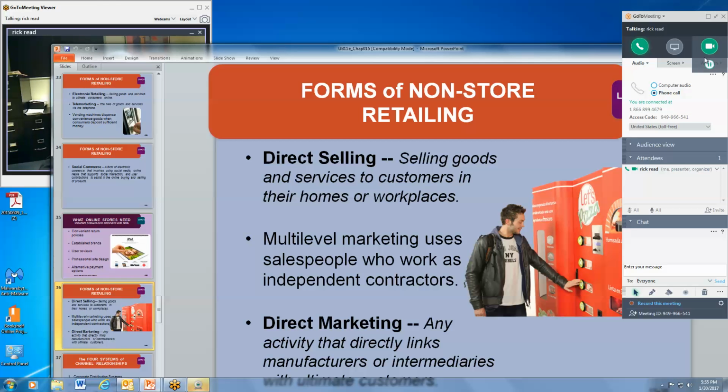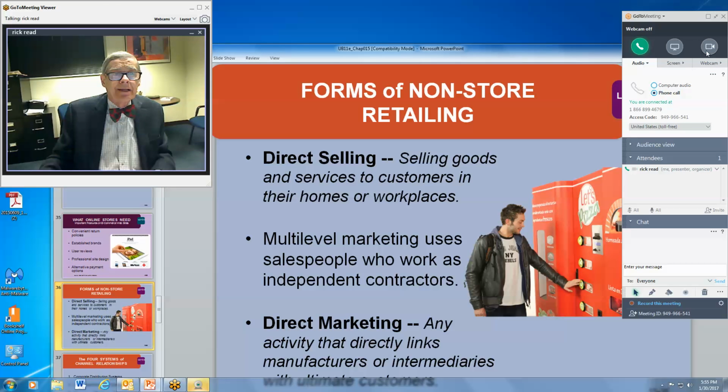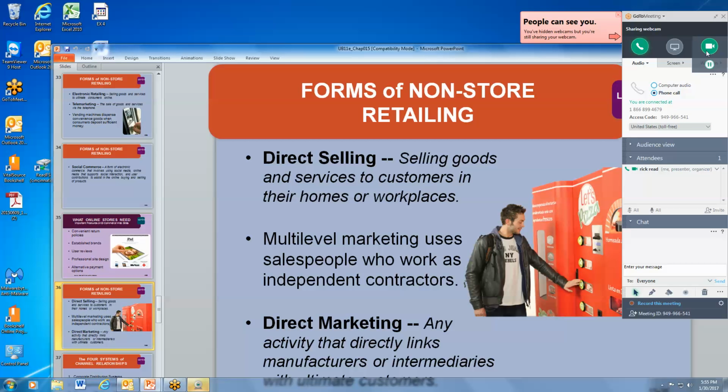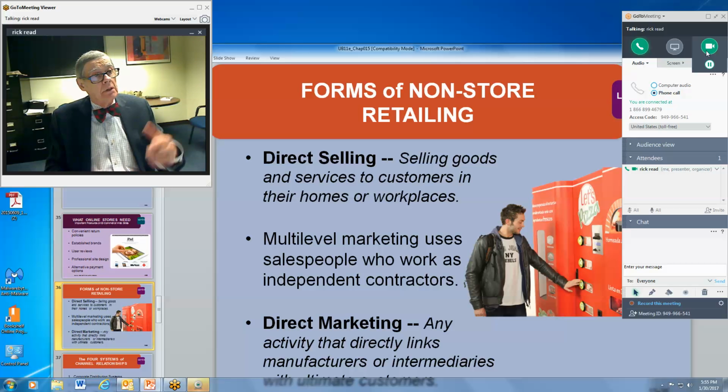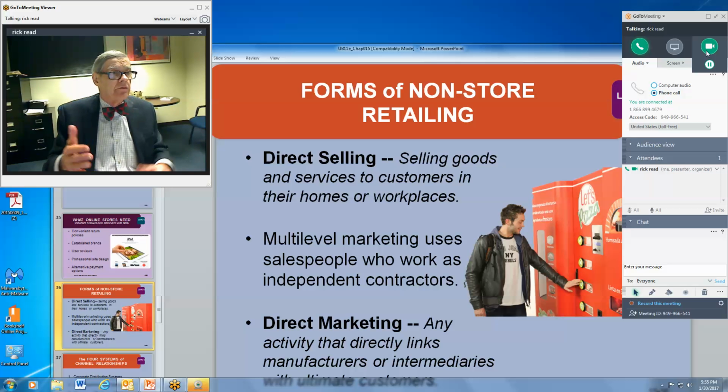Other forms of non-store retailing: direct selling. This is where people come into your homes and sell products. Tupperware parties and things of that nature. Direct marketing. This is linking the manufacturer and the intermediary. It says or, but I'm going to use the word and, with the ultimate customer.